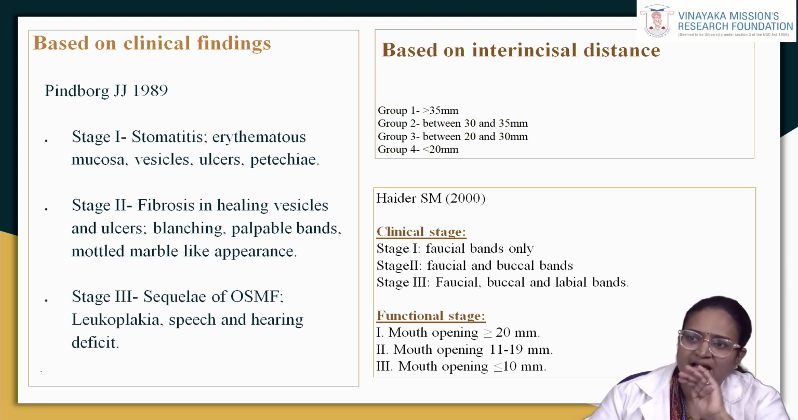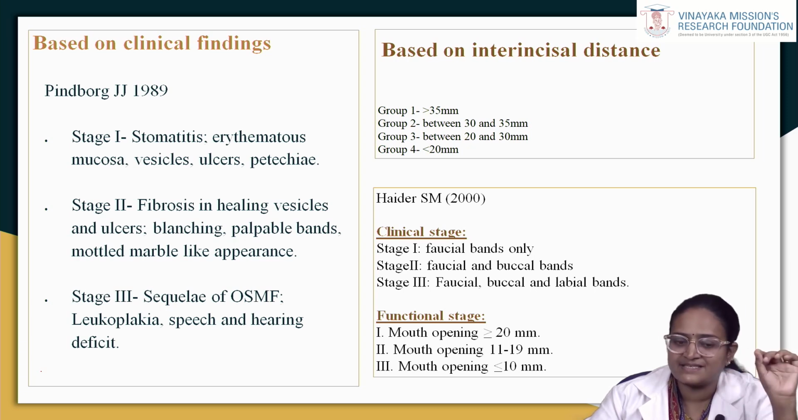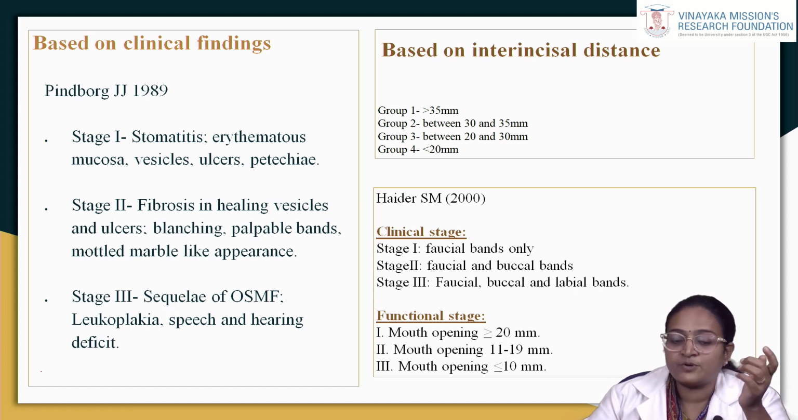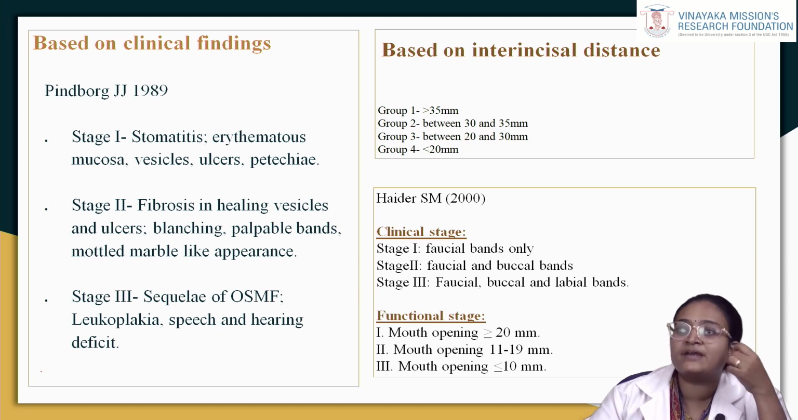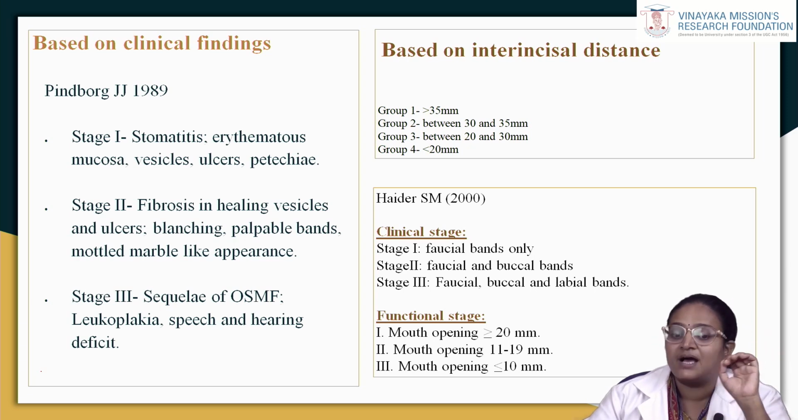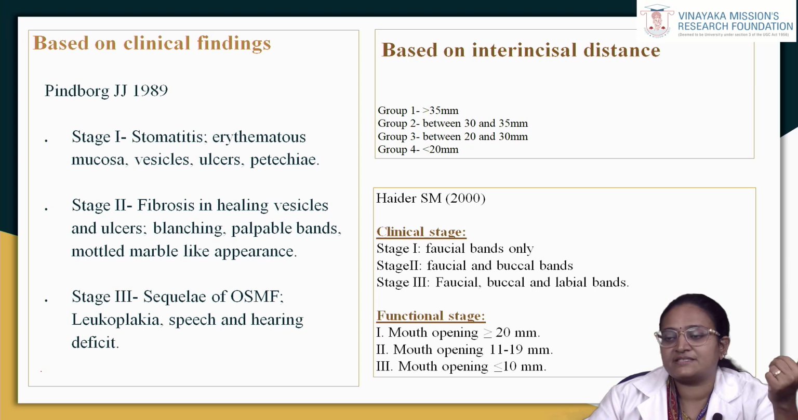In stage 1, they will have inflammation, with erythematous mucosa, vesicle formation, and ulceration. In stage 3, you are able to appreciate fibrosis in healing, vesicles and ulcers, blanching and palpable bands. When you examine the patient, you are able to appreciate the palpable bands and a motile, marble-like appearance. In stage 3, the sequelae of oral submucous fibrosis include leukoplakic patches, and speech and even hearing difficulty.